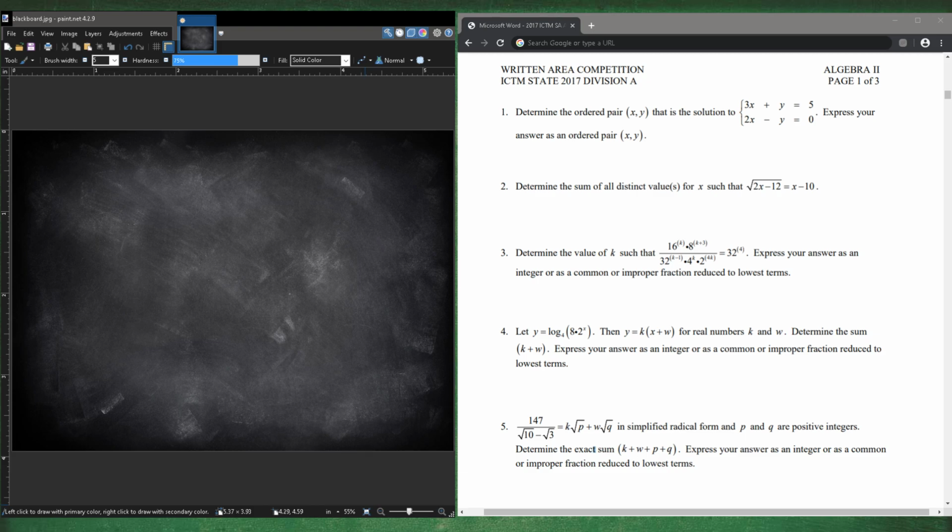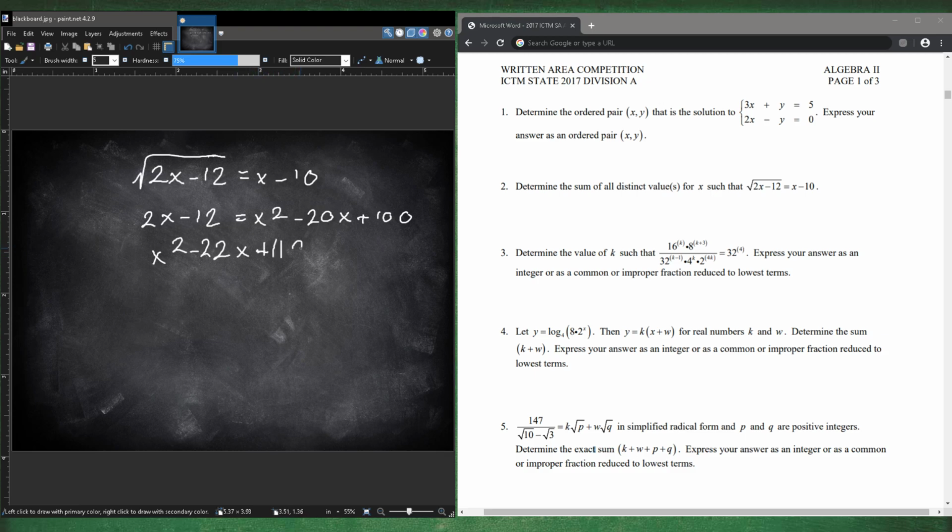Number 2. Determine the sum of all distinct values for x such that the square root of 2x minus 12 is equal to x minus 10. So square both sides, so 2x minus 12 is equal to x squared minus 20x plus 100. So x squared minus 22x plus 112 is equal to 0. And that factors out to x minus 8 and x minus 14. Right, so x equals 8 or x equals 14.